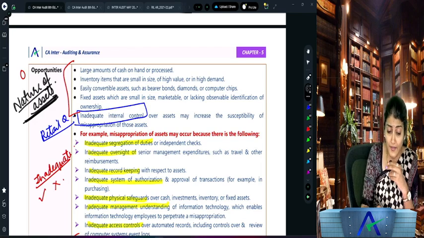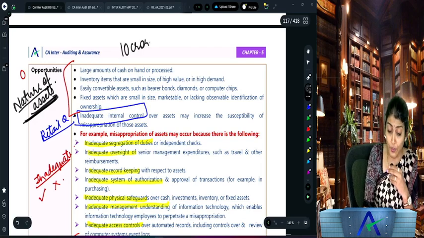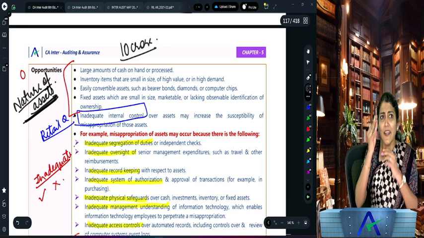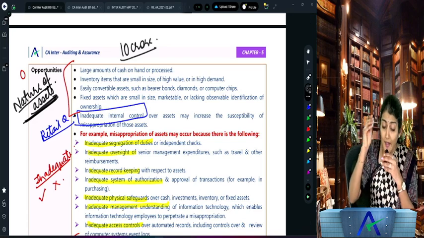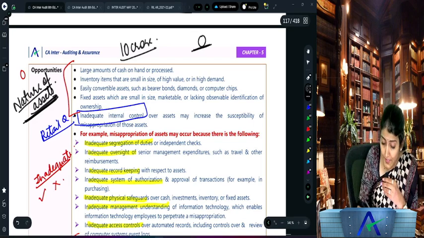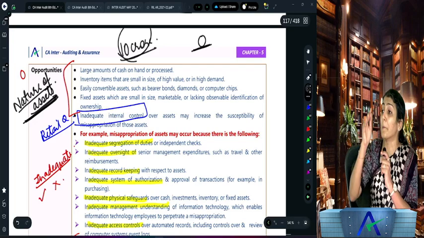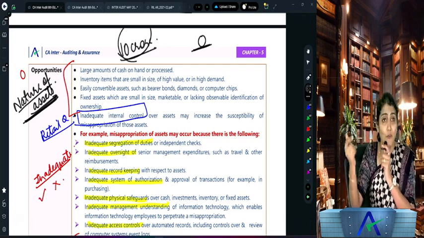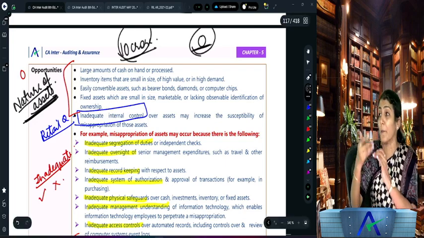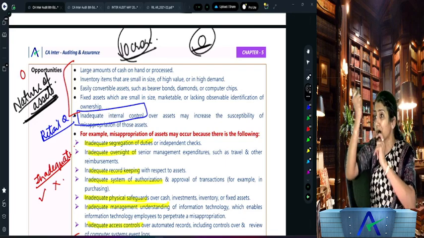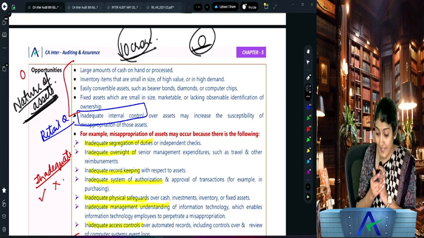Say one company, every day it is handling 10 crore of cash. Their everyday cash collection is 10 crore. And another company has zero cash collection, all banking transactions. Obviously, what risk is there for company A of misappropriation of asset? That risk is not there for company B. Why? Because they don't have any cash. Are you understanding that? Okay.